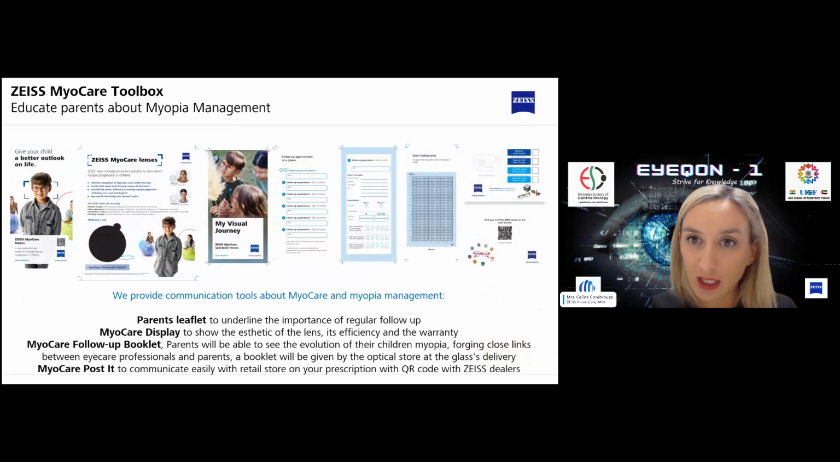We have a full range of marketing tools that can be useful to you. We have display that you can show directly to parents or to patients. You have a customer leaflet, and what we have, which is really, really important, is a follow-up booklet. Every time that we are going to dispense Myocare, parents will receive this follow-up booklet. Inside, you can write all follow-up appointments. You can write all info about measurements, refractive error, type of lenses, and everything. This is the best tool to improve communication between all eye care professionals. Okay. Then we have some post-it. This is more for ophthalmologists in hospital, where they can prescribe easily and find all the eye dealers.